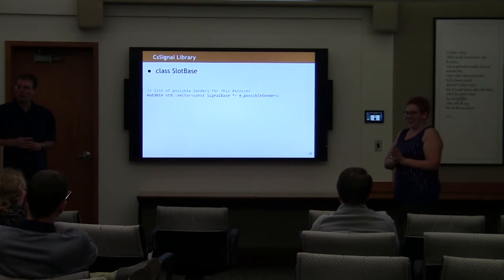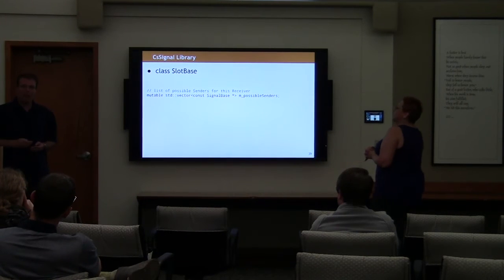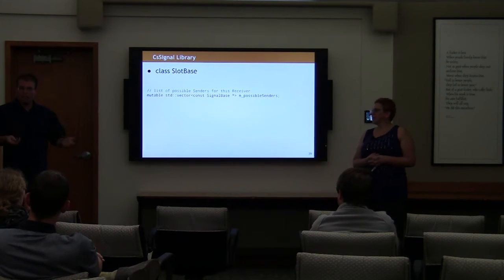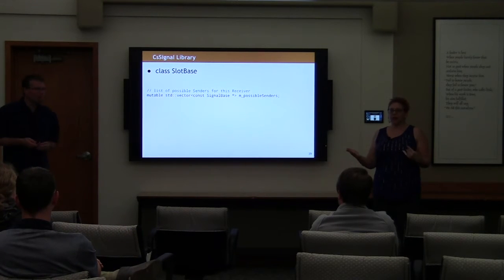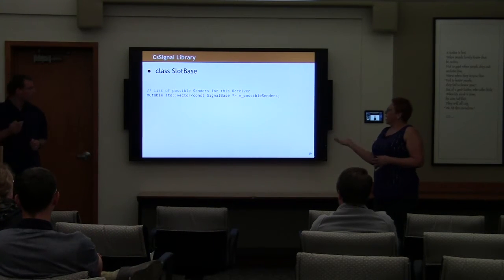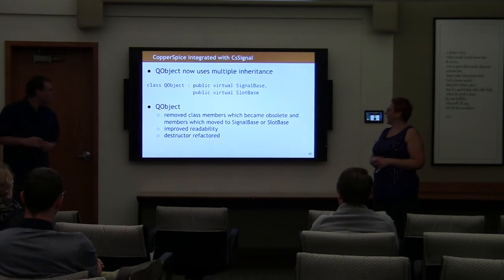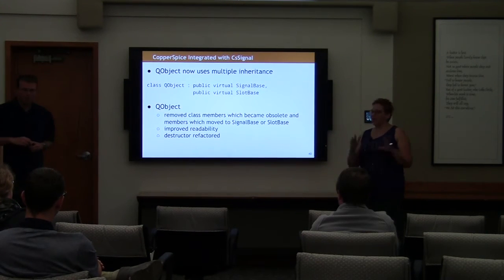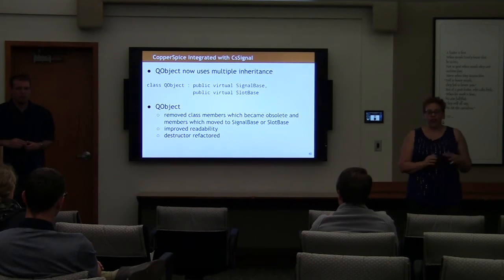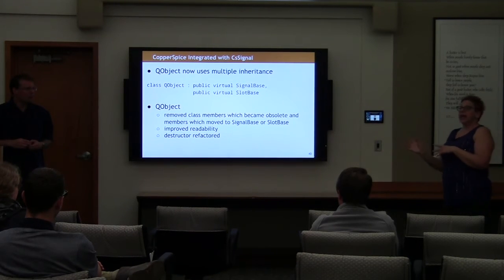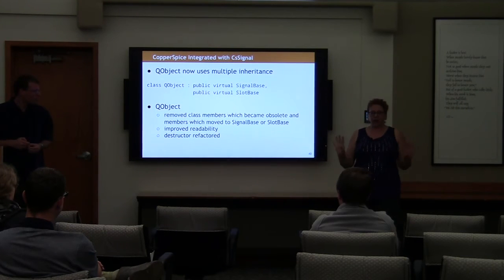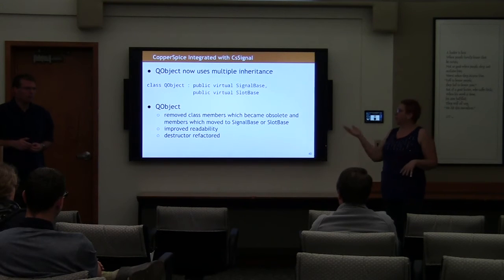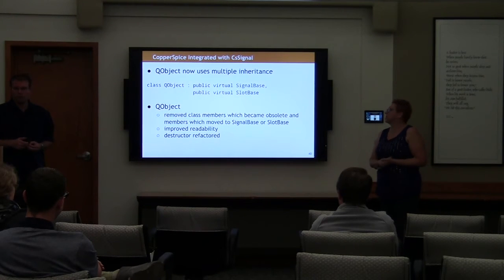Yes. So that's for disconnection? Disconnection, yes, and the forced disconnection that occurs during destruction of either the receiver or the sender. So it got a lot simpler, a lot easier to maintain. And faster. And faster. So QObject now uses multiple inheritance, which in Qt 4, Qt 5, and even in CopperSpice, up until a month ago, class QObject did not inherit from anything. So this is a great, perfect example of when multiple inheritance is the right choice.